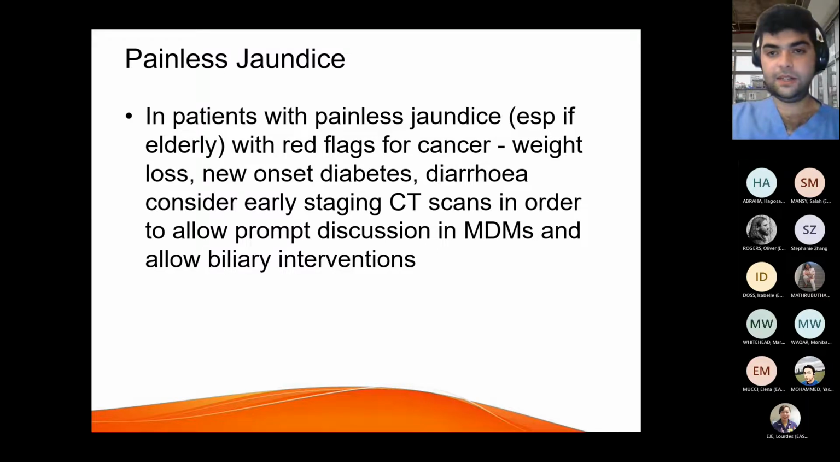So getting an early diagnosis allows you to do effective early biliary intervention, so you can plan whether that would be a fast track discharge or further intervention. The earlier you get your diagnosis, the earlier they can be discussed in the MDMs, and the earlier you can do something about the biliary obstruction.